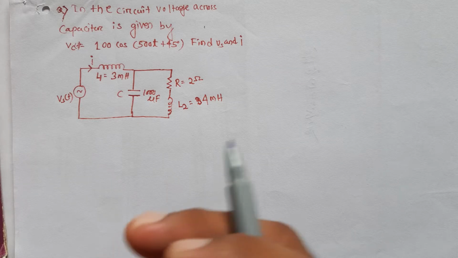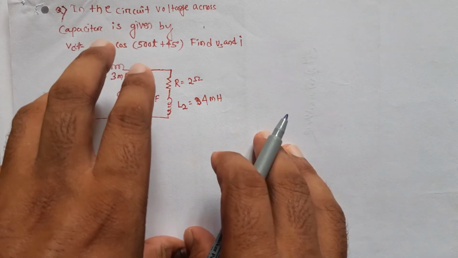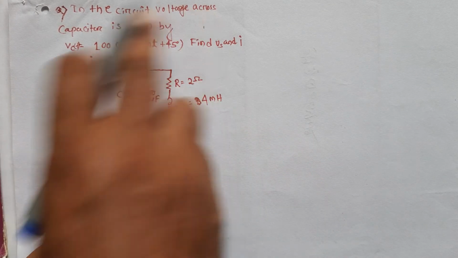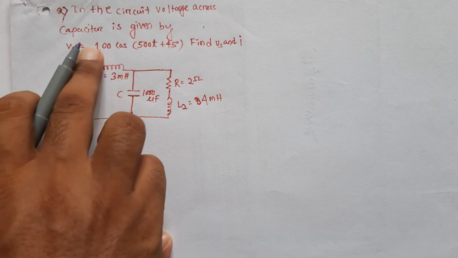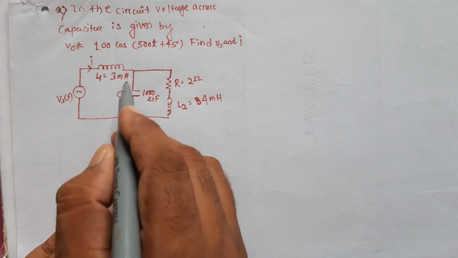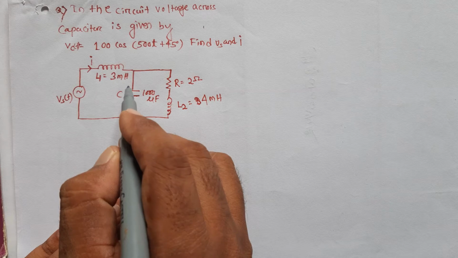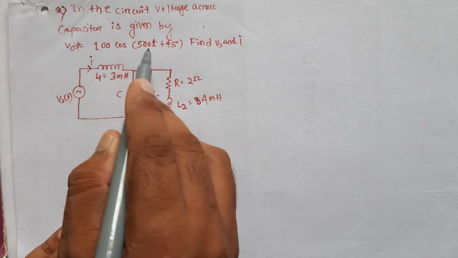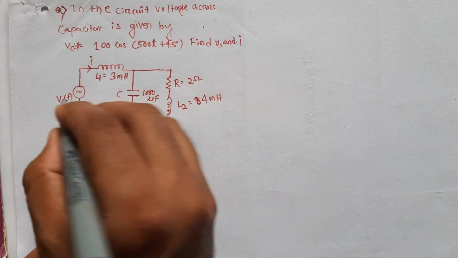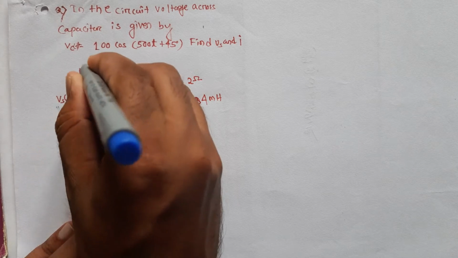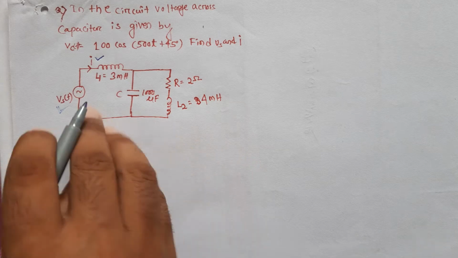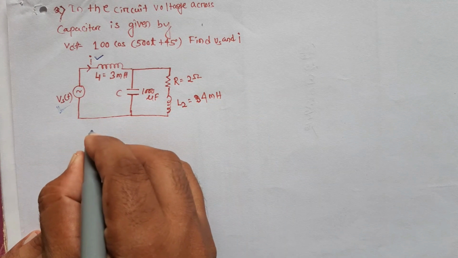Today we are going to solve a problem. Here the question is given that in the circuit the voltage across the capacitor is given by 100 cos(500t + 45 degrees). This is the instantaneous voltage across the capacitor. You need to find the Vs value and the I value. First of all, what is the given data?